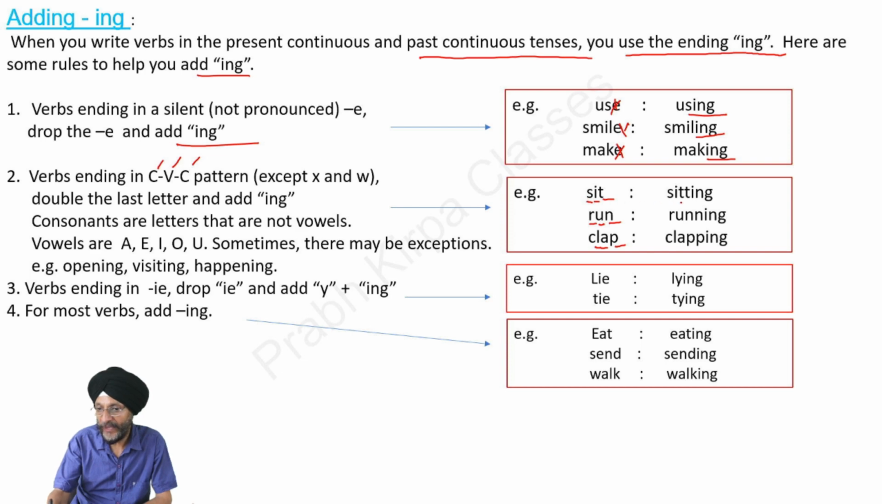Right? Sit becomes sitting. Here T has been doubled. Here in the case of run, running, N has been doubled. And in the case of clap, clapping, P has been doubled. However, there may be certain exceptions to this rule.